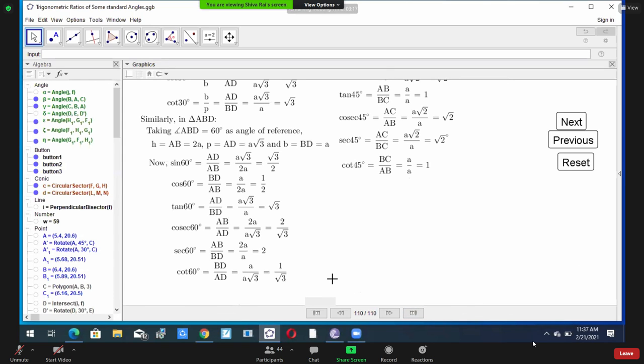I'll ask you, how much is the value of cot 45 degree? How much is the value of cos 45 degree? All these things you have to say immediately.